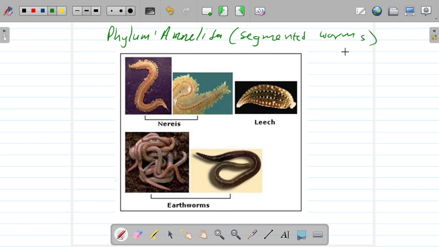And why do we call them segmented worms? The word segmented comes from the term segments. If you look at a typical leech, for example, or a typical earthworm, you'll notice that it looks like it has lines on it. It has segments, pieces of it. So that is the reason we call them segmented worms.